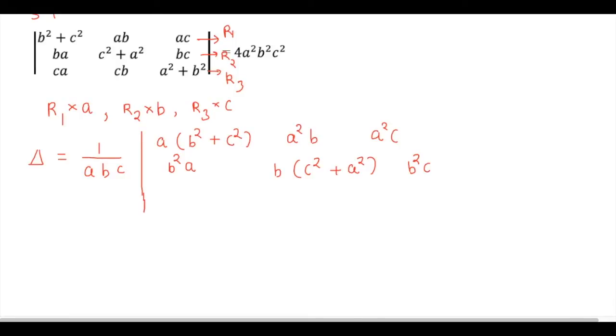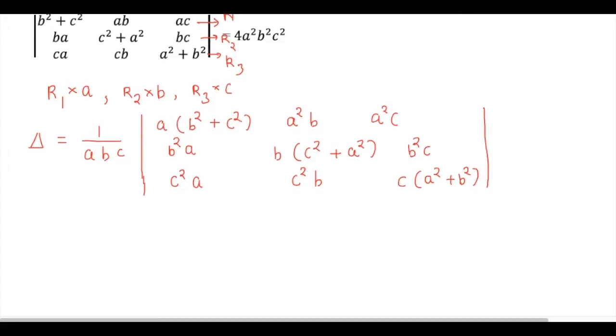And in the third row, each term is multiplied by C. So it will be C square A and C square B and C into A square plus B square. So this is our first step.